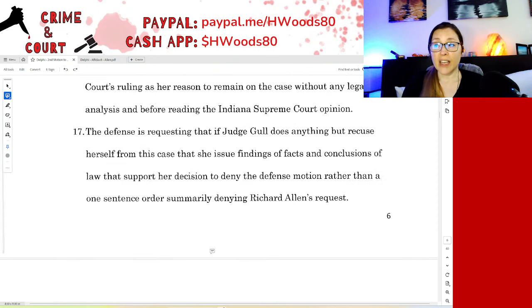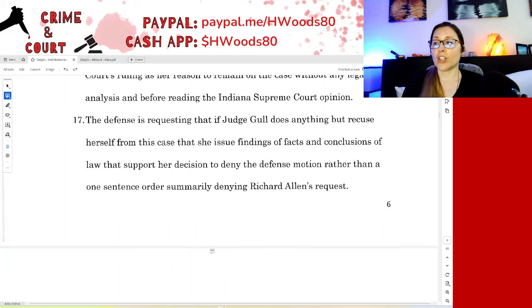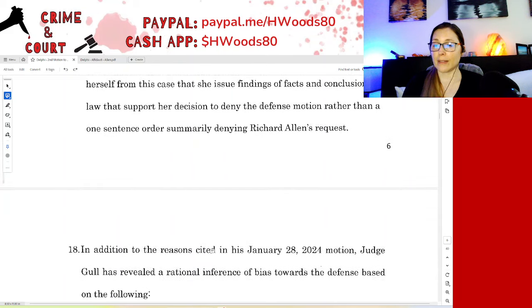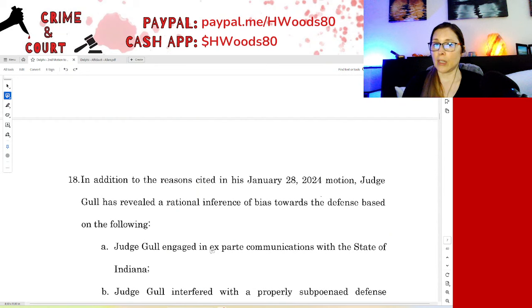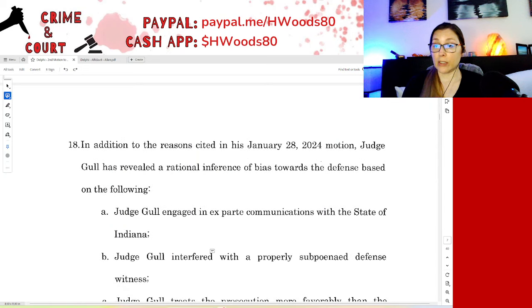Number 17. The defense is requesting that if Judge Gull does anything but recuse herself from this case, that she issue findings of fact and conclusions of law that support her decision to deny the defense motion rather than a one-sentence order summarily denying Richard Allen's request, which she has been in the habit of doing lately. She's just denied all rule and procedures. She's just deny without hearing.